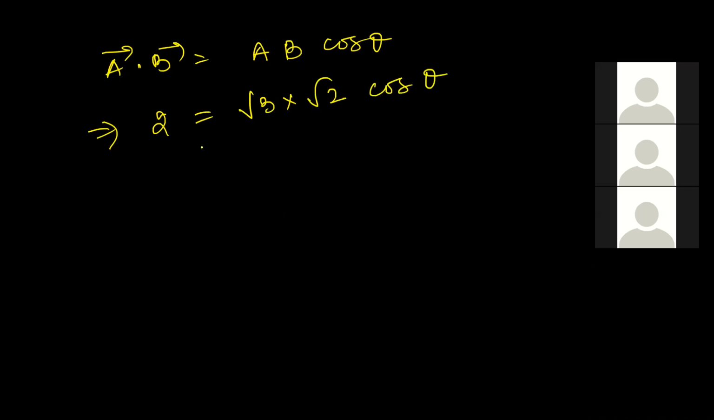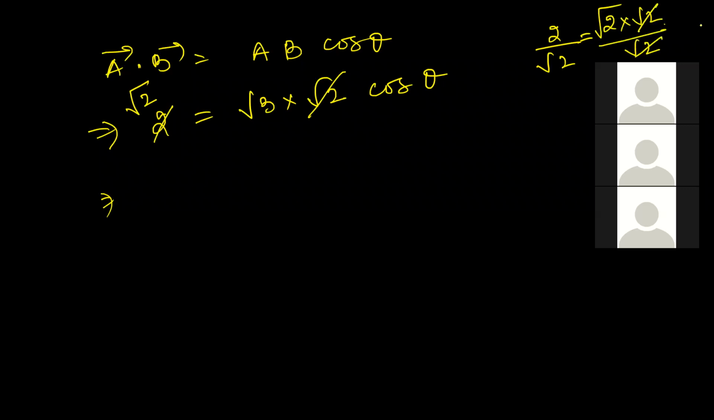Now with this root 2, I can cancel this 2 and I will get another root 2. We know this thing very well because 2 divided by root 2, this 2 can be written as root 2 multiplied by root 2, divided by root 2, so finally I am getting root 2 here. So it is root 2 by 3, equal to cos theta.